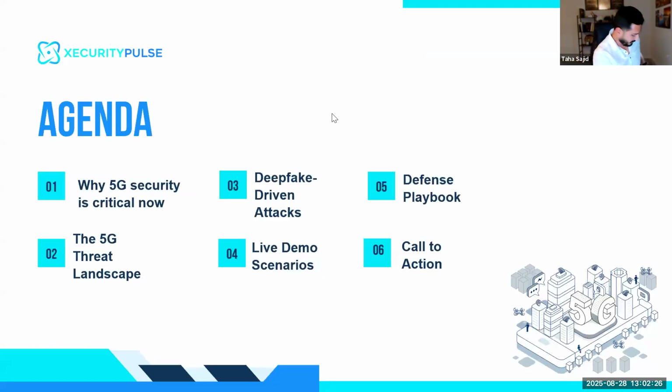Before we start, I just want to quickly go through the agenda. What are we covering today? There are six important topics which I'll take you through. We'll start with the basics, like why 5G security is critical now and why it is so important, and why there is so much interest these days. Then we'll touch briefly on the 5G threat landscape to take you through different attack vectors, different attack patterns, and case studies on what is happening around the 5G landscape.